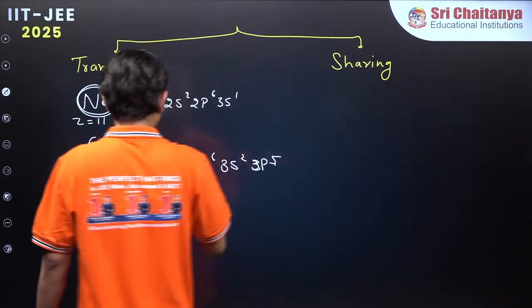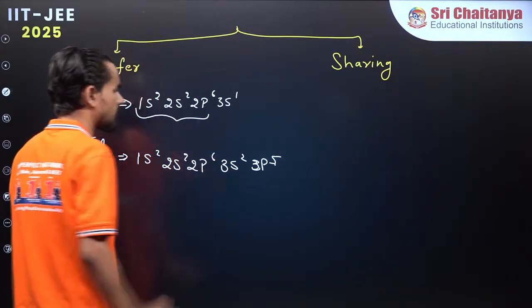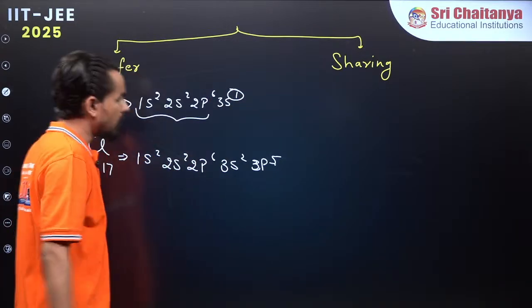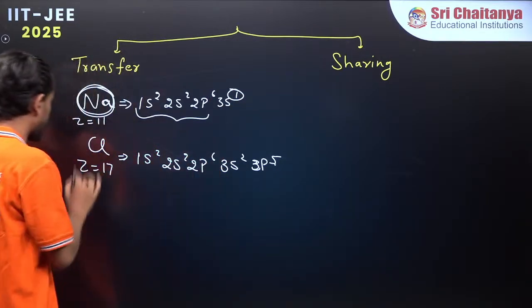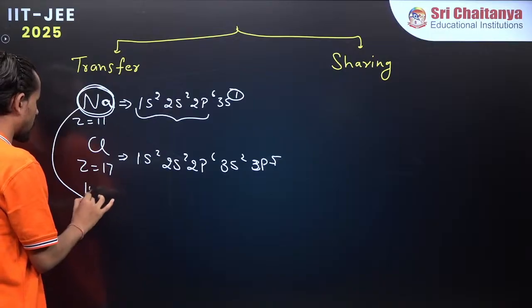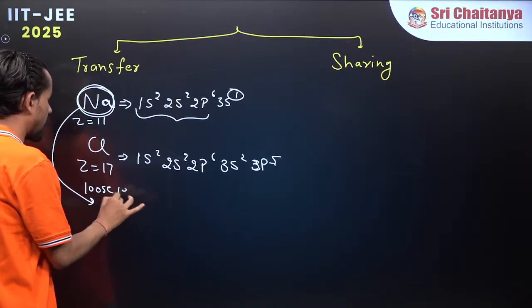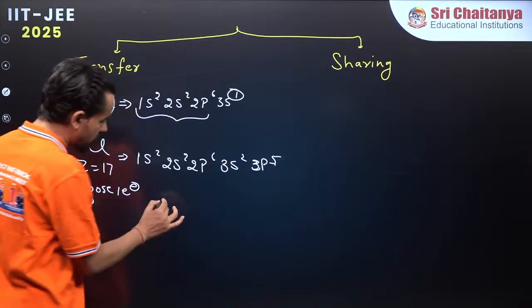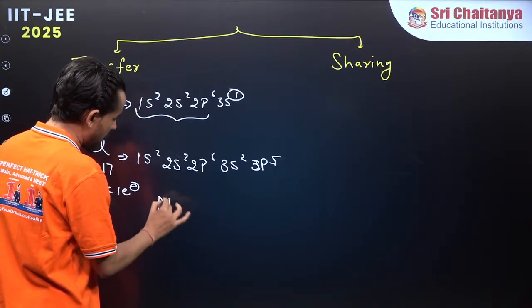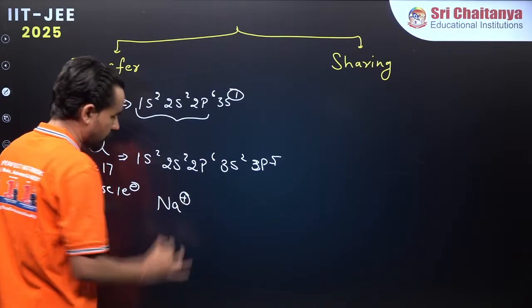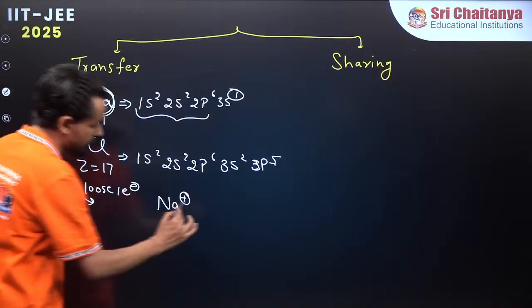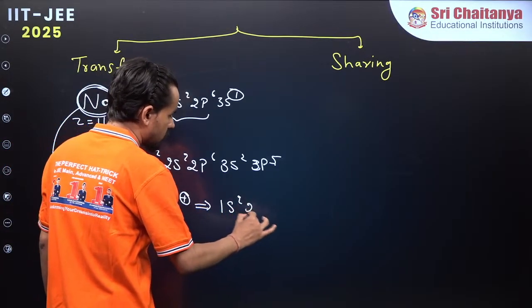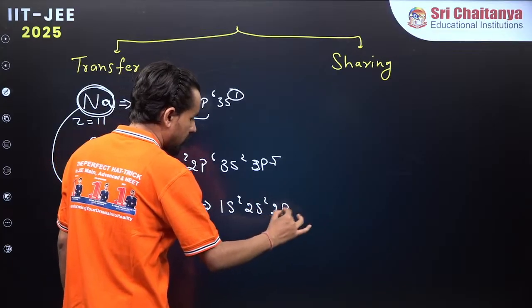If you see, this much is neon, this one is extra, so it will lose 1 electron. And if somebody loses 1 electron, what charge will come on it? Positive charge. So it will become Na plus, and its configuration will be 1s2, 2s2, 2p6.